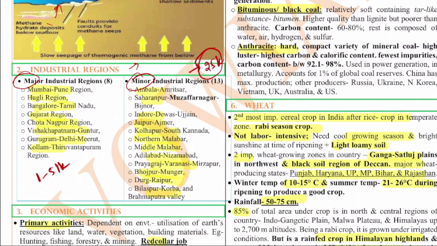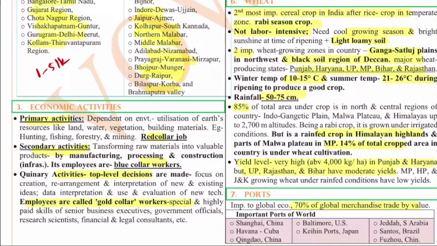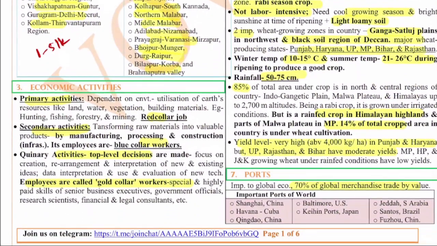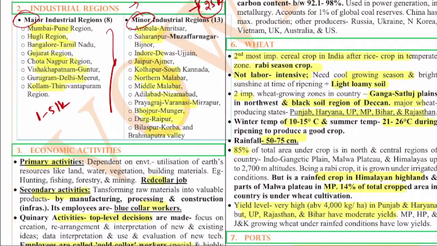When more people are employed in industries, it can be termed a major industrial region. Next, the third question. Here are the major regions. There are various major and minor regions. We cannot remember all of them, but try to remember the ones close to your state. You might know a few areas.